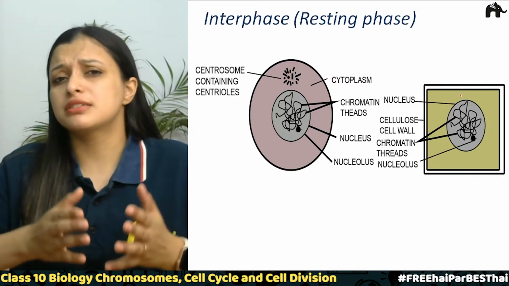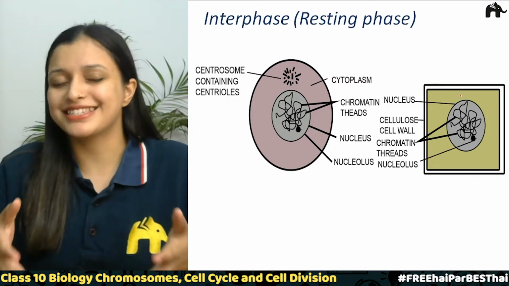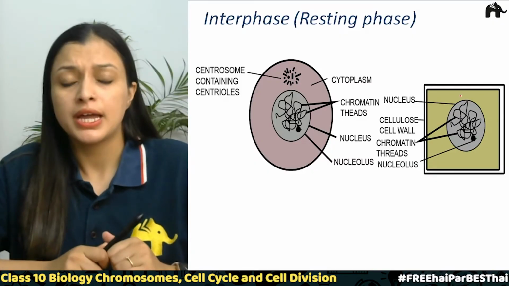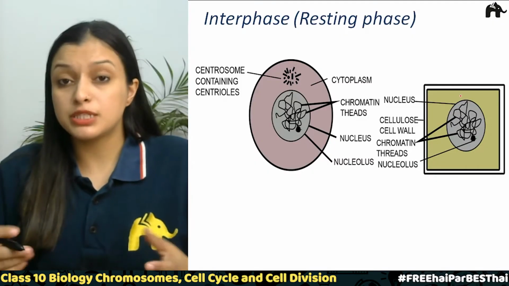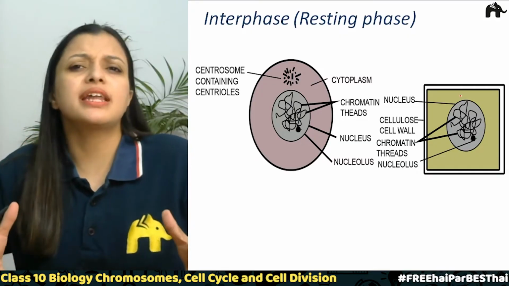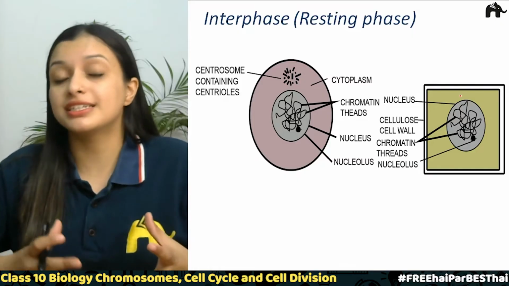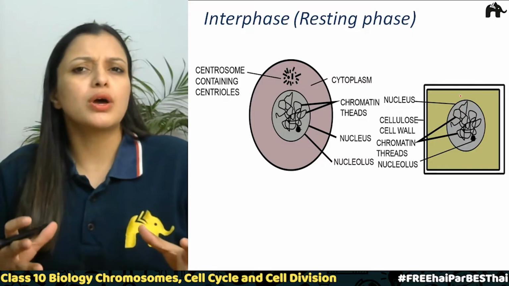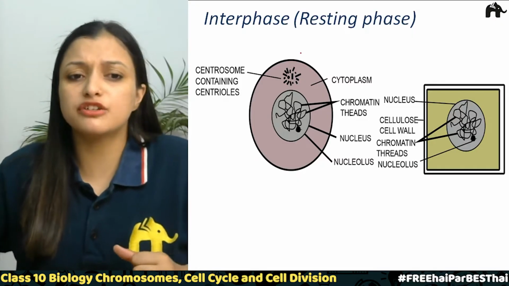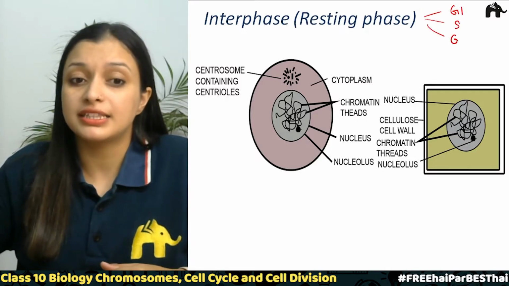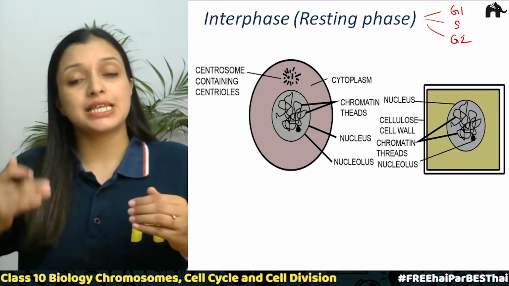Interphase is the phase that we already discussed in our last video. It is also called a resting phase. Why resting phase? Because the cell seems to be inactive during this phase, but actually it is metabolically very active. So what all happens in the interphase? Interphase is further divided into three phases: G1, S and G2.